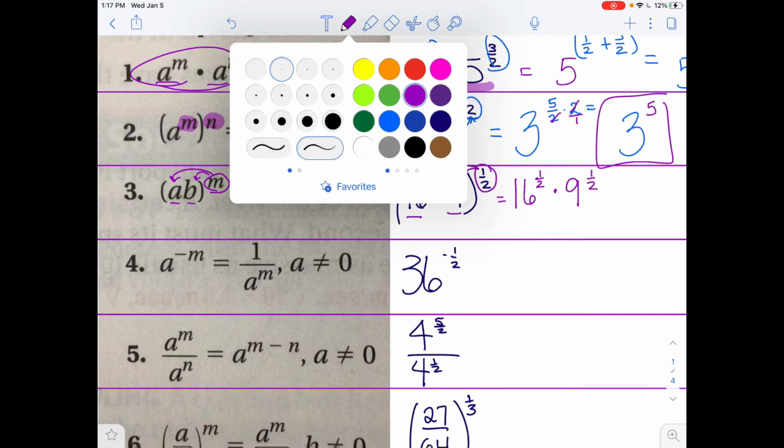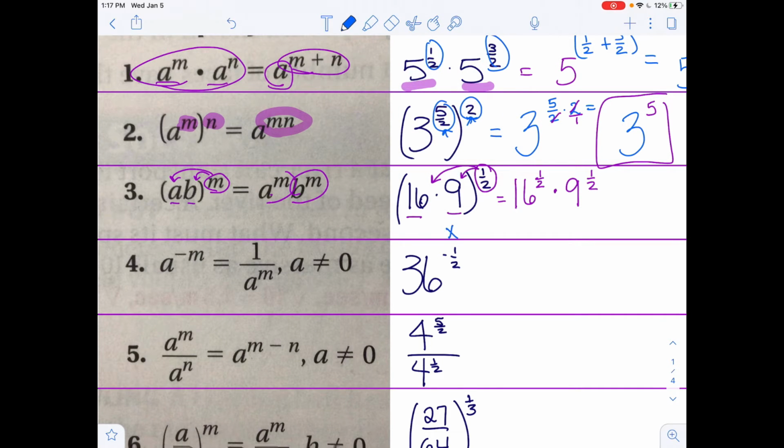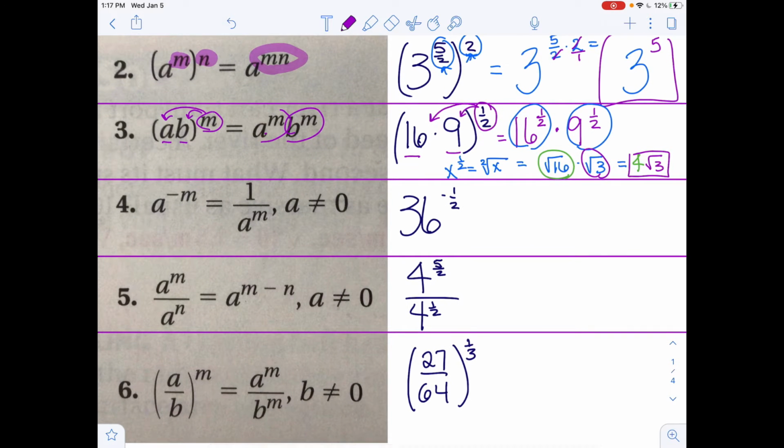Keep in mind, remember, a 1/2 power is like saying the root or square root of x. So I'm really saying here 16 to the 1/2 is like saying the root of 16, and 9 to the 1/2 is like saying the root of 9. Well, I know that the root of 16 is just 4, and the root of 9 is just 3. So we say 4 times 3, which is 12.